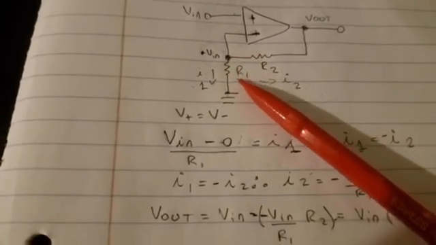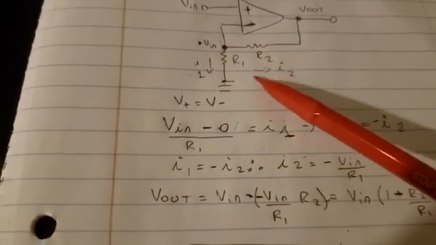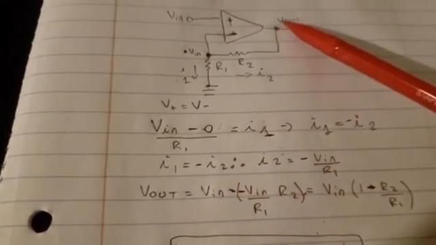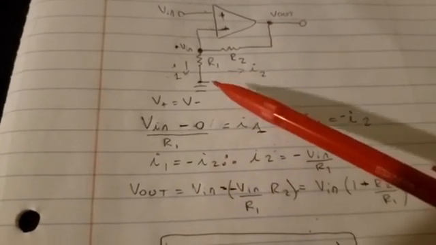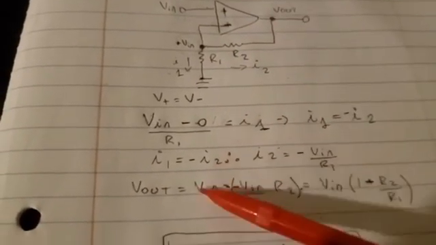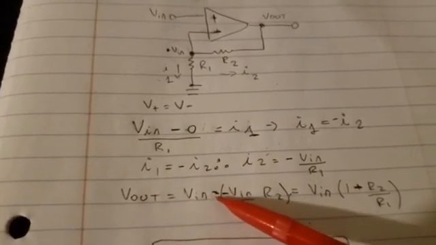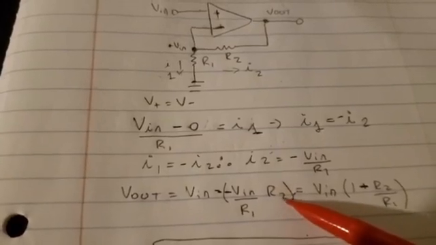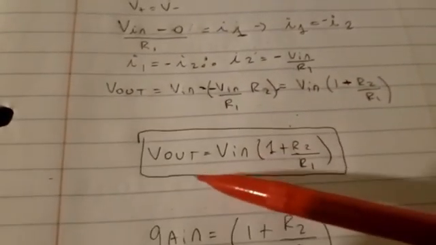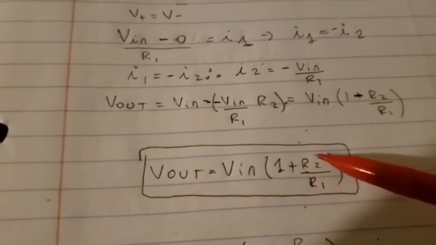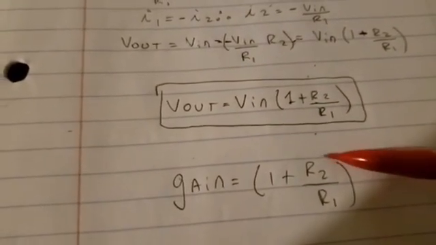Therefore, once we get the current flowing here, we can very quickly calculate the Vout by the following: Vin, which is this voltage, minus the voltage drop across this resistor, is going to be Vout. So Vout is equal to Vin minus the current, this current that is defined here, times R2, where we end up getting Vout is equal to Vin times 1 plus R2 divided by R1. Vin times the gain, 1 plus R2 divided by R1.